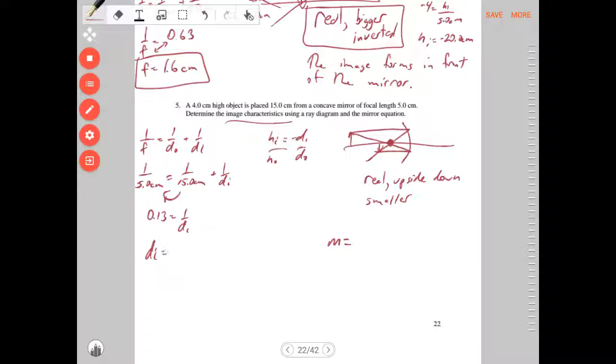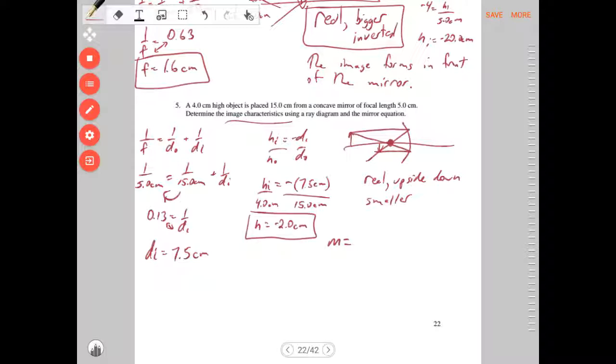So di equals, so we switch those, so 1 over 0.13, so that works out to 7.5 centimeters. Okay, so now we figure out hi, so hi equals negative 7.5 centimeters. The do we know was 15.0 centimeters, and the ho we know is 4.0 centimeters. So we cross multiply and divide for that, and we get h equals negative 2.0 centimeters.